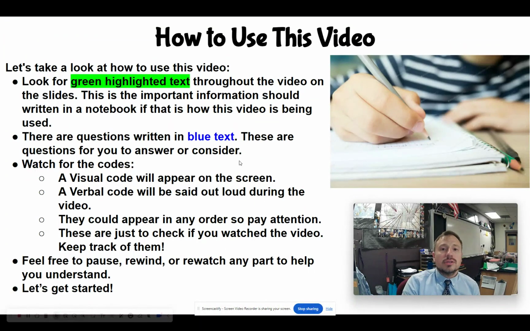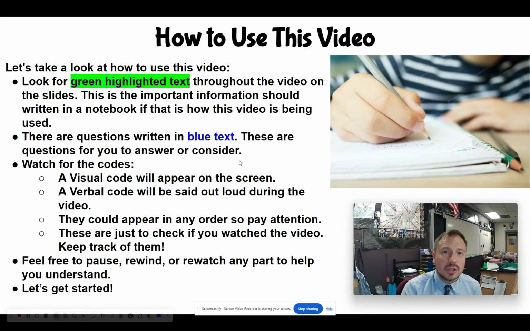So here's how you can use this video. Throughout this video, there'll be slides with text highlighted in green. If you're using a notebook, write that down. Those are the key ideas from this video. Also, there are going to be some questions written in blue. Those are questions for you to answer or to consider.